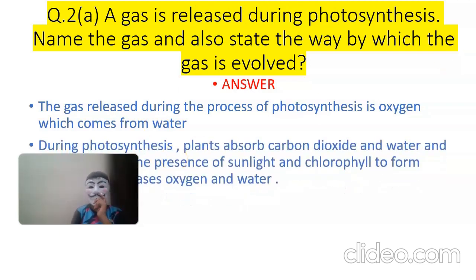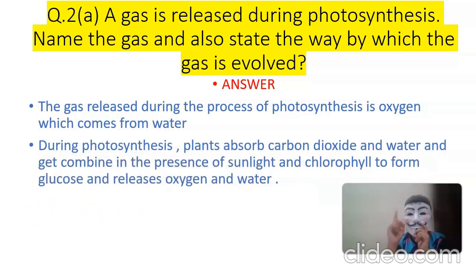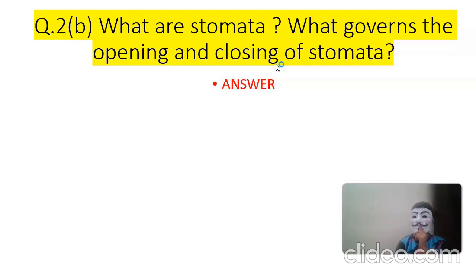During photosynthesis, plants absorb carbon dioxide and water, which combine in the presence of sunlight and chlorophyll to form glucose and release oxygen and water. The equation is 6CO2 plus 12H2O, in the presence of sunlight and chlorophyll, gives C6H12O6, which is glucose, plus 6H2O plus 6O2.